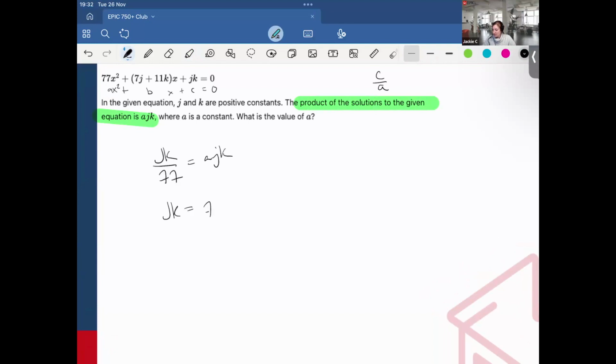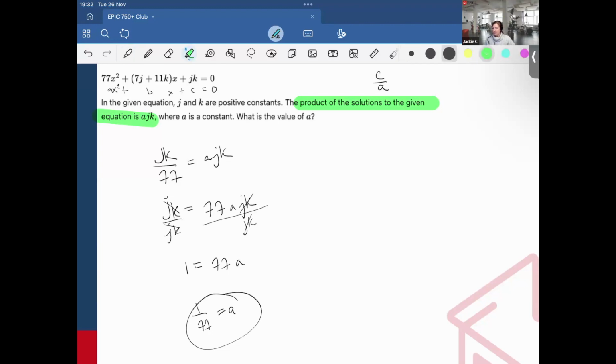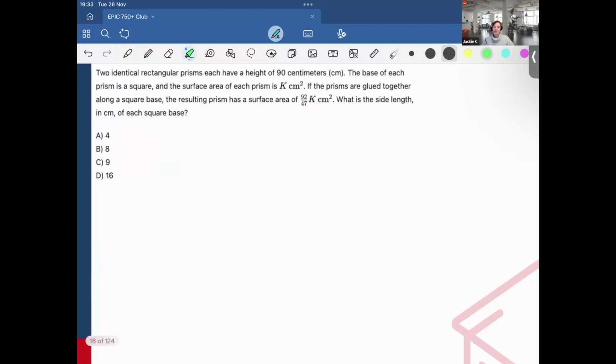jk is equal to 77 multiplied by ajk. Divide each side by jk. Remember, whenever you divide a number by itself, it's 1. So 1 equals 77a, 1 over 77 equals a, and that would be how you solve. Considered a complex problem, but not really if you know the shortcut. So know that the product of the solutions for a quadratic equation is c over a. Oh my goodness, how amazing.